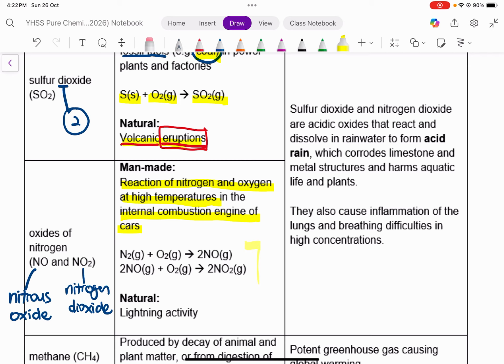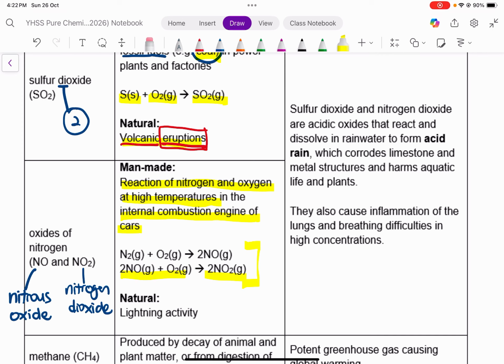Okay, so here are the two equations. Now you notice, first the N2 reacts with O2 to form NO, nitrous oxide. The second step involves oxidation of the NO to form NO2. So the second step involves NO reacting with more oxygen, so NO is oxidized to NO2 in the second step. Now this occurs only at high temperatures in the internal combustion engines of cars. This is why if you have more cars, vehicles on the road, you actually result in more of the oxides of nitrogen being formed. Okay?